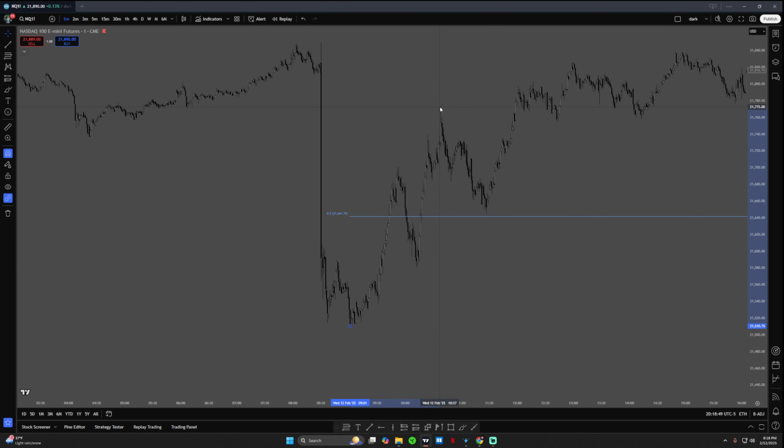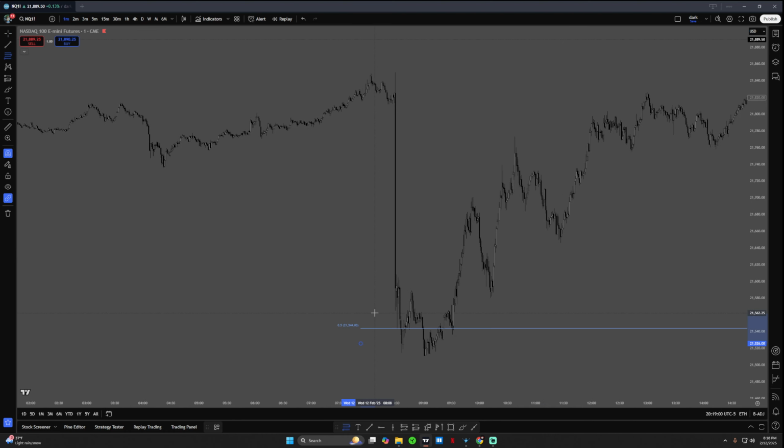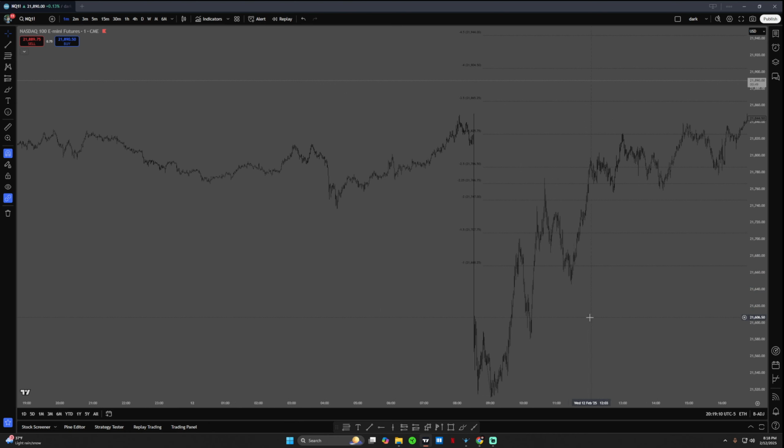If we look at 50% of this range right here, that seems to work just fine. Okay, now standard deviation. My thoughts on that. Well, I don't use it. I don't really like it. Don't really believe in it. It does seem to work sometimes.